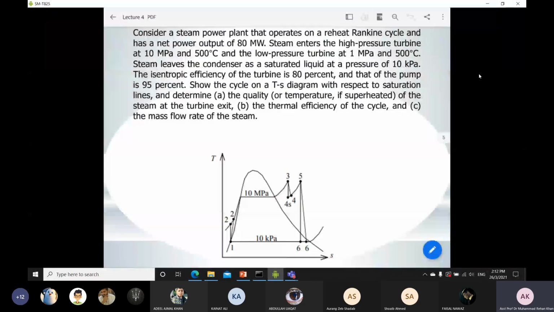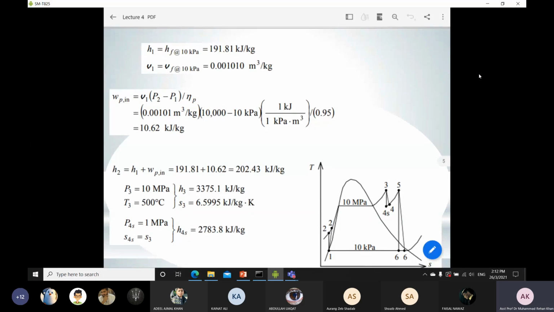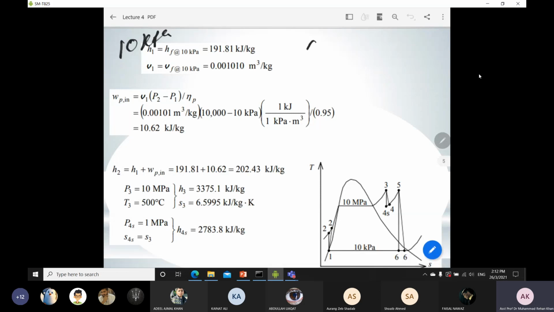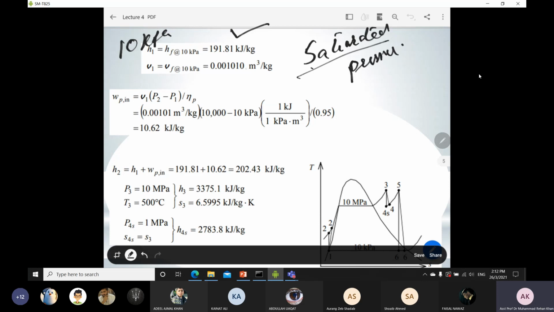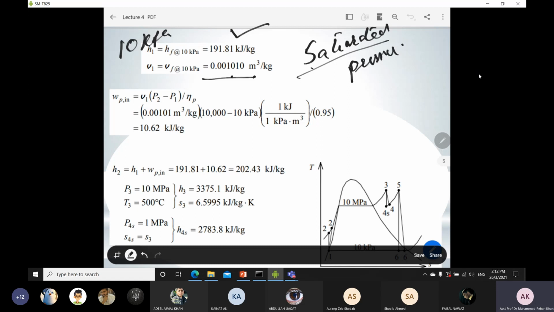So now coming towards how to analyze it. It starts with the same process which we already saw in the analysis of the Rankine cycle. Because the pressure at the condenser is given, which is 10 kilopascal, we will start from point 1. At point 1 we just have to go to the saturated water table and look for the pressure, and we will find the value 191.81 by using 10 kilopascal pressure. The similar thing applies for the specific volume as well. So we have to go to the thermodynamic table and find the value.